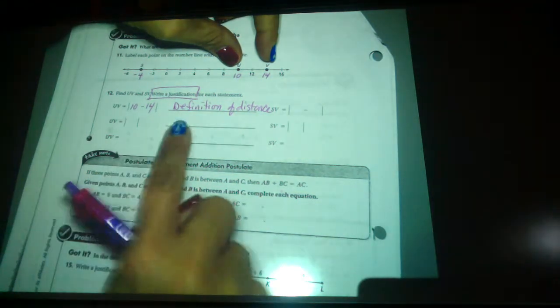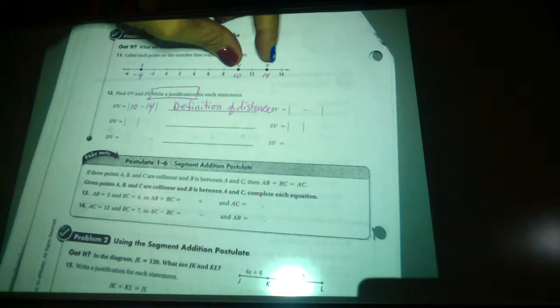So let's do UB here off to the side. So here's U and B. You could either do 10 minus 14 or 14 minus 10. It doesn't matter. I'm going to put in 10 minus 14. The reason why I chose to take the absolute value of 10 minus 14, the reason why I know to do this is by the definition of distance that I just gave you. I need to do this because the definition of distance says that the distance between two points is the absolute value of the difference. That's my justification.